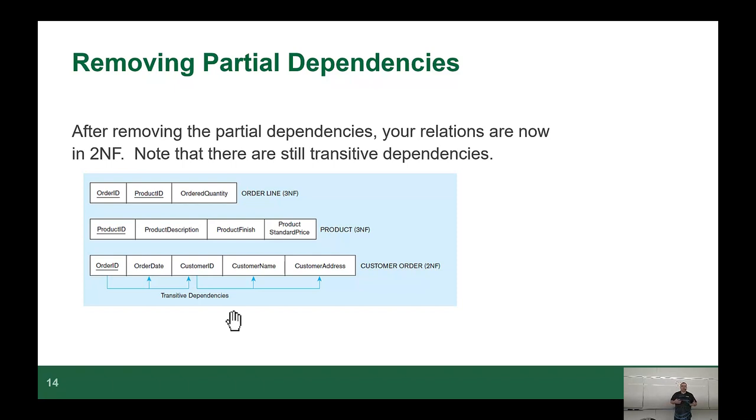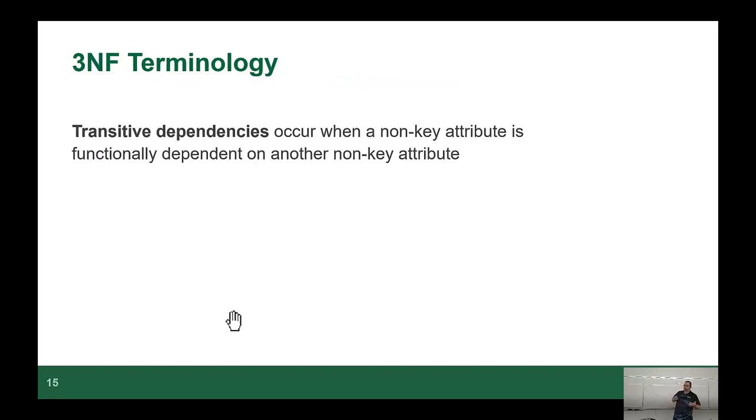And now we have the customer order. The customer order has a few issues. And it suffers from something called transitive dependencies. So now let's define what a transitive dependency is. A transitive dependency occurs when a non-key attribute is dependent on another non-key attribute.